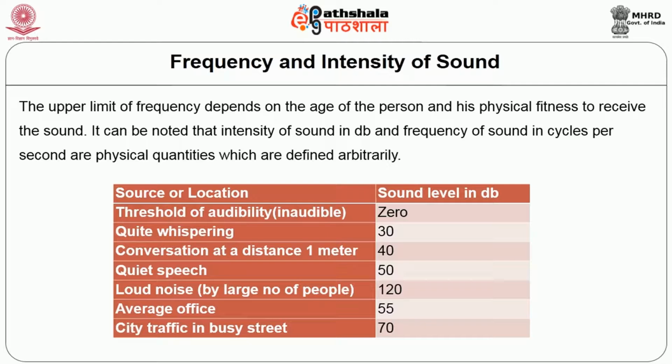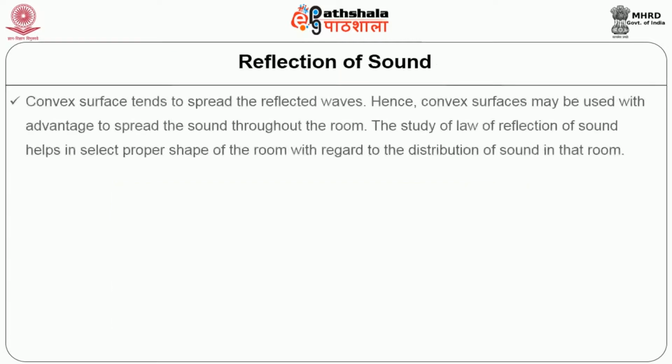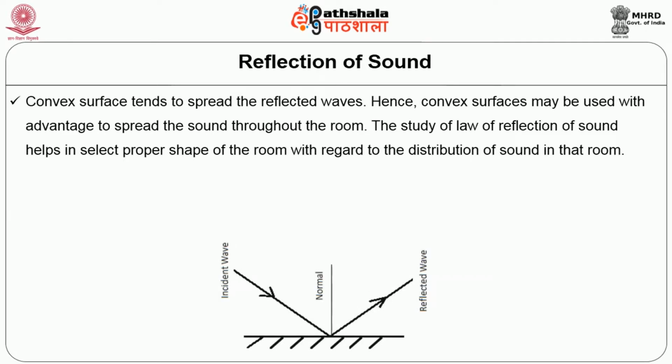Loud noise is 120 decibel. City traffic and busy street is 70 decibel. Reflection of sound: convex surfaces tend to spread the reflected waves. Hence, convex surfaces may be used with advantage to spread the sound throughout the room. The study of the law of reflection of sound helps in selecting the proper shape of the room with regard to the distribution of the sound in that room.